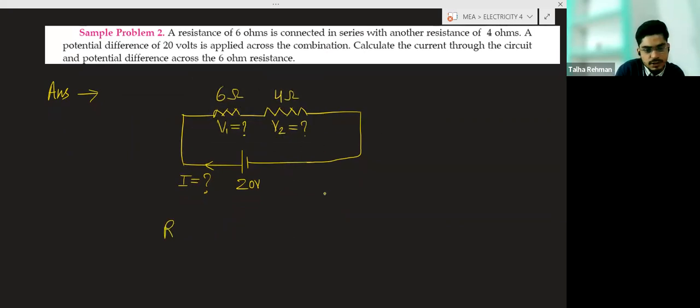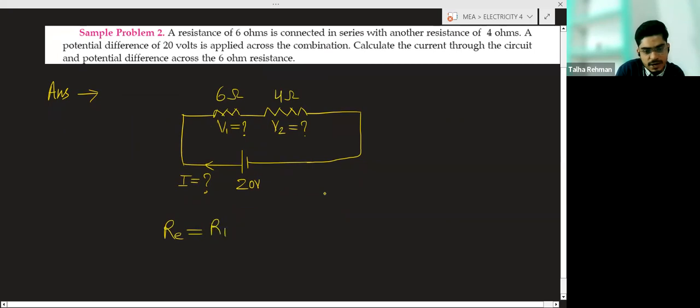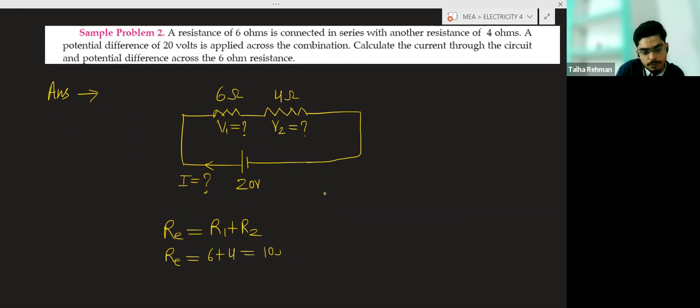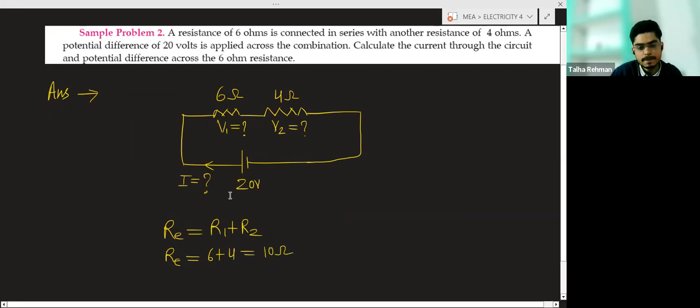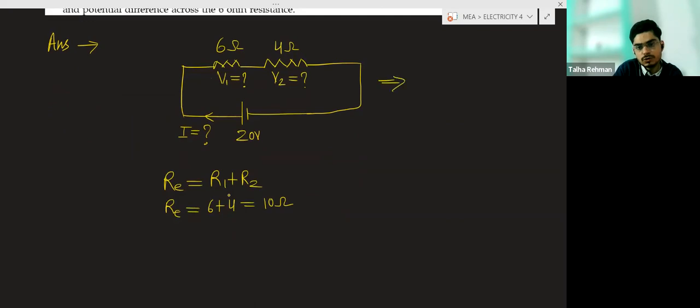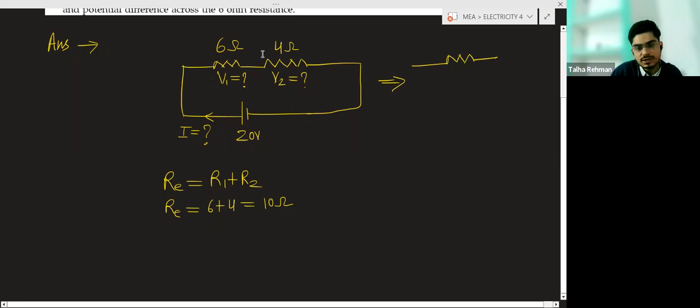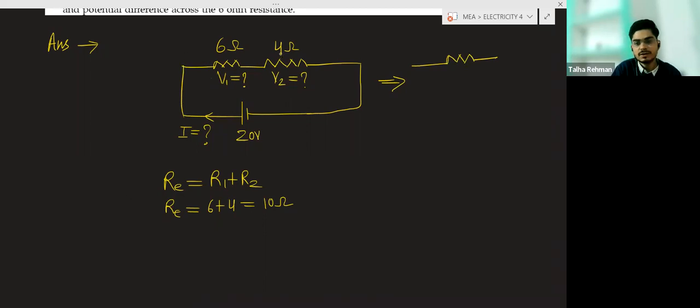Because this is a series combination. In series combination, equivalent resistance is R1 plus R2. So equivalent resistance is equal to R1 plus R2, means 6 plus 4, 10 ohm. This will be the equivalent resistance. Okay. So you can remove these two resistances, and instead of these resistances, you can connect an equivalent resistance of 10 ohm. Okay. And here a battery or cell of 20 volt is connected.